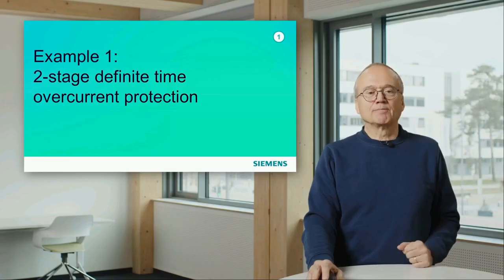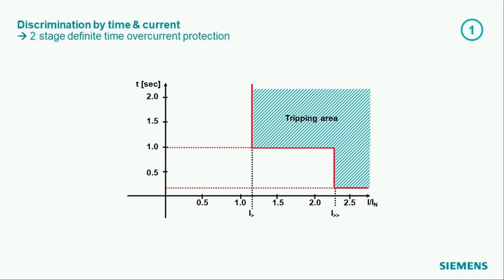Let's start with a 2-stage definite time overcurrent protection. What is that? That is a characteristic which is a little bit more complicated, but which is standard for definite time overcurrent relays. In this case, we have 2 settings for the current and also 2 timer settings. We have one current setting I greater with a timer setting assigned to that.